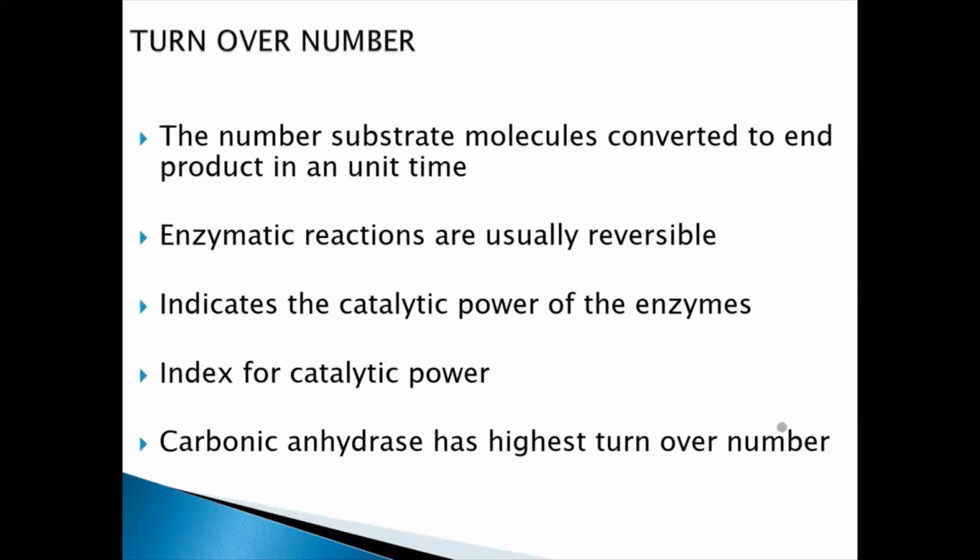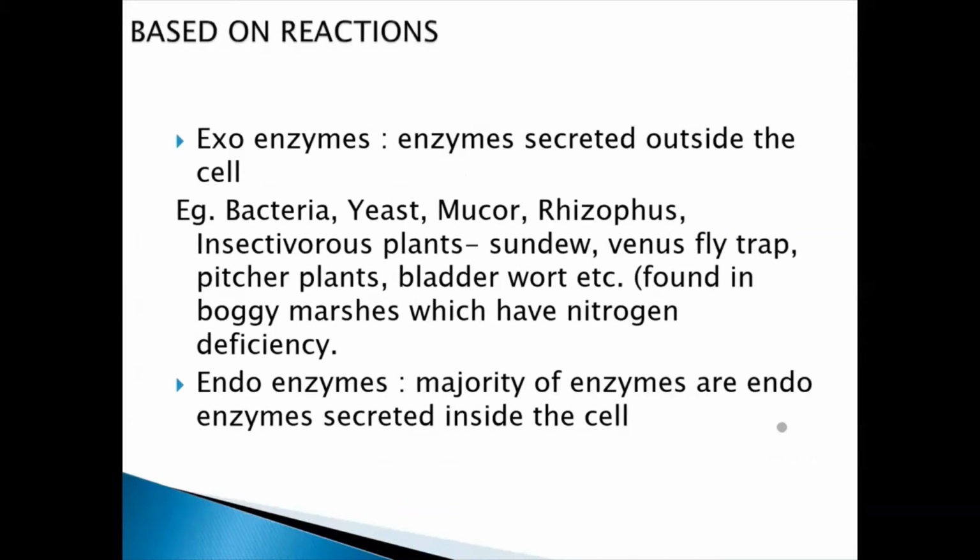The turnover number usually indicates the catalytic power of the enzyme, the ability to convert the substrate to the product. And the enzyme having the highest catalytic power is carbonic anhydrase. These enzymes can even be classified based on the type of the reactions they catalyze.